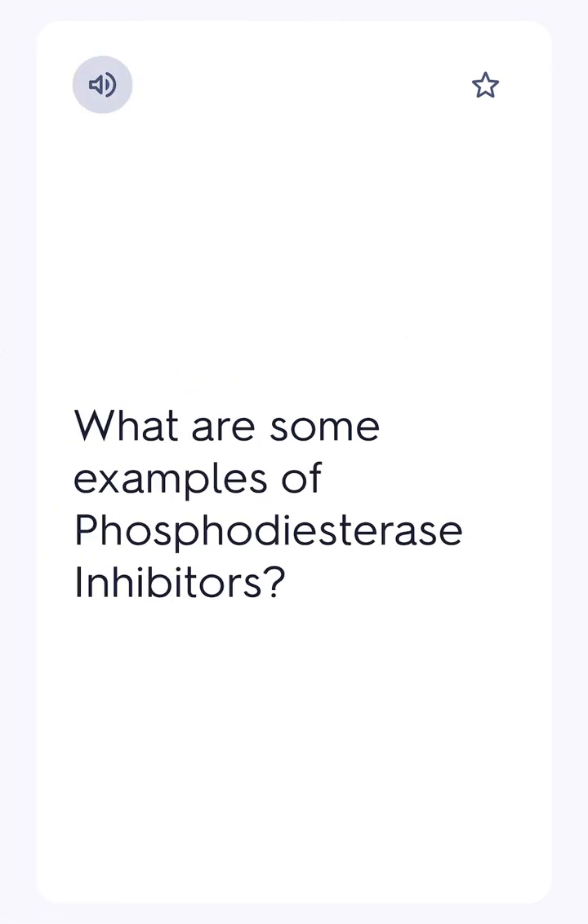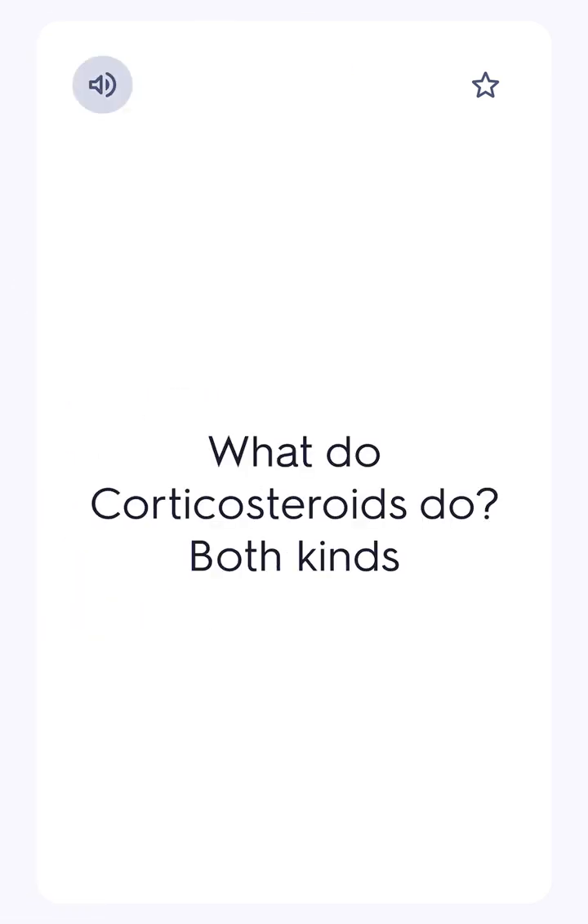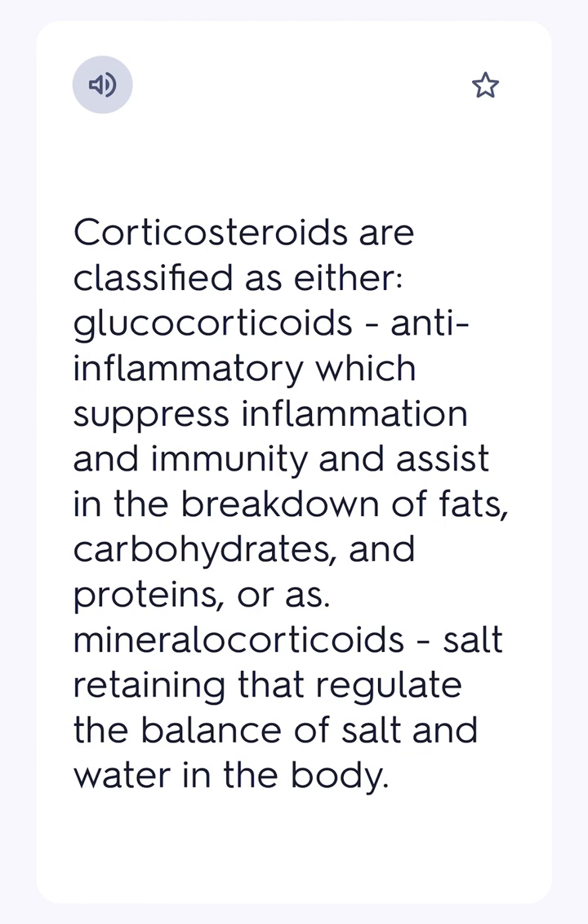What are some examples of phosphodiesterase inhibitors? Viagra, Cialis, sildenafil, vardenafil, tadalafil. What do corticosteroids do? Both kinds. Corticosteroids are classified as either glucocorticoids, anti-inflammatory, which suppress inflammation and immunity and assist in the breakdown of fats, carbohydrates, and proteins, or as mineralocorticoids, salt retaining, that regulate the balance of salt and water in the body.